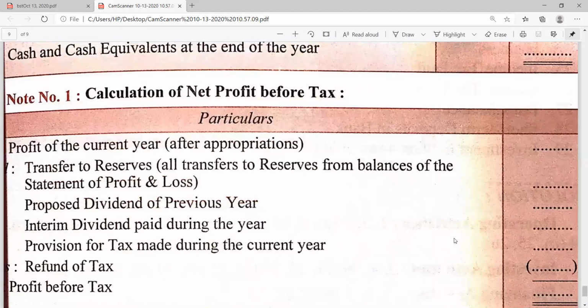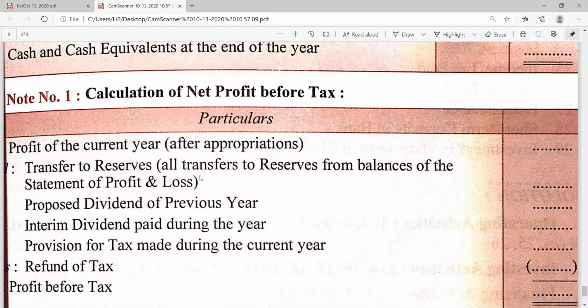See, first of all, we have started the question with net profit before tax. The question arises how the net profit before tax is to be calculated. The profit of the current year, after appropriation has been done here, we have to add transfer to reserves, means whatever amount is transferred to reserves out of profits, it is to be added back. Any proposed dividend, any interim dividend paid during the year, provision for tax made during the year is to be added. But if any refund of tax is there, it is to be deducted. So finally we will get profit before tax.